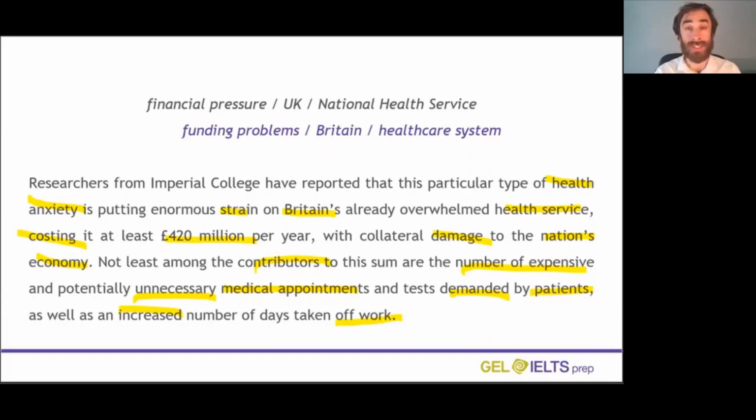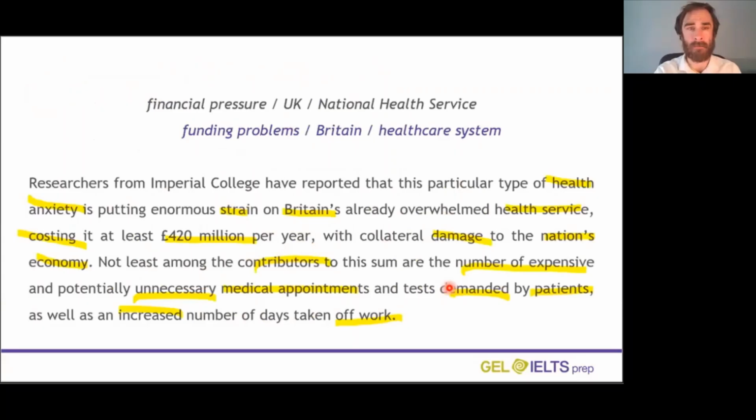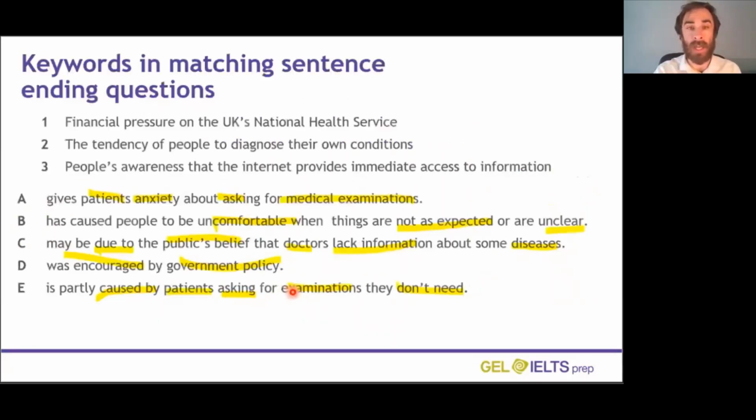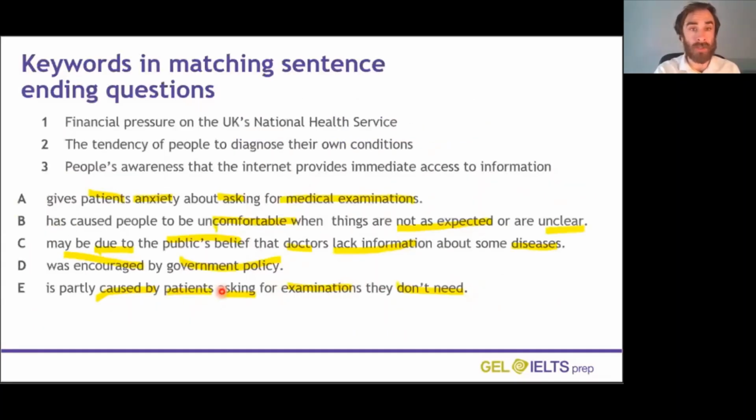Here, the correct answer was E. Financial pressure on the UK's National Health Service is partly caused by patients asking for examinations they don't need. So what are the matches there? We're looking for caused by, patients asking, examinations don't need. Contributors, so one of the things that contributes to this big cost, is expensive and unnecessary, that links to don't need, medical appointments, that links to examinations and tests, demanded, asking, and by patients.